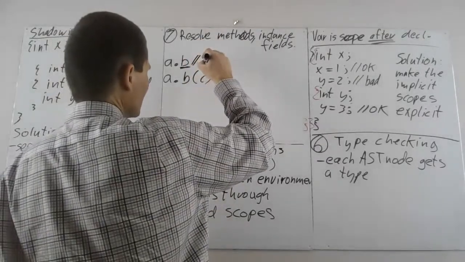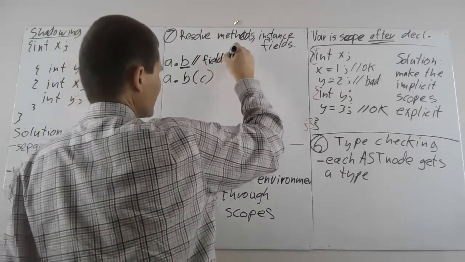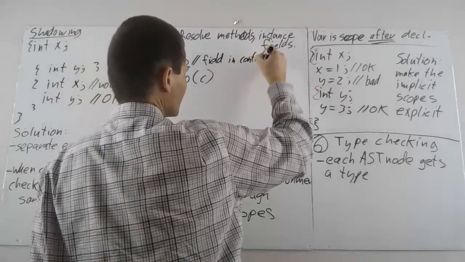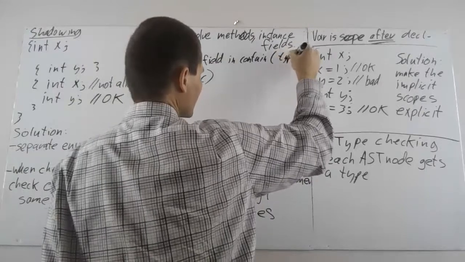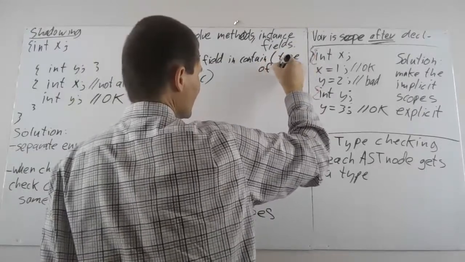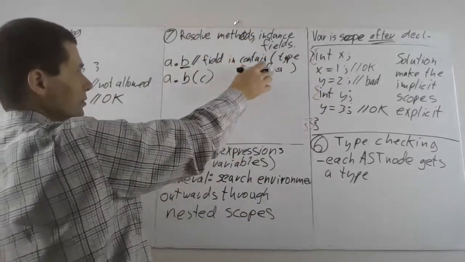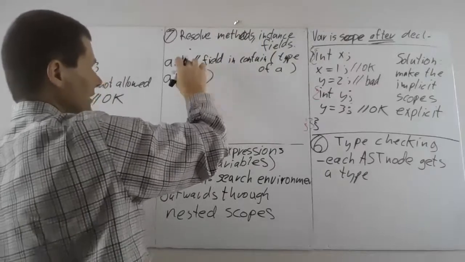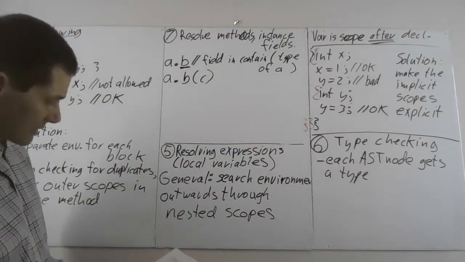So, field in the contain set of the type of A. Right? So I need the type of A to know which contain set to look in, and then I will look there, and B is going to refer to a field in that contain set.